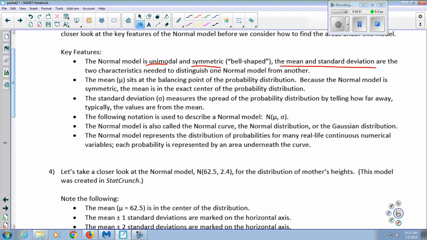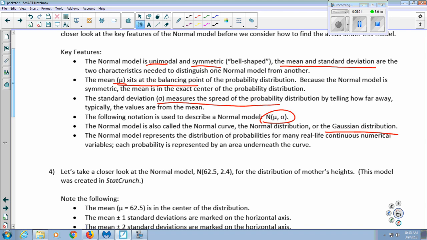Okay, and then it's the balancing point, and we said that mu is used for mean. Standard deviation measures the spread of the probability distribution, and that's sigma. I had talked about already, this is the normal notation for describing the normal model. It's also called the normal curve, the normal distribution, the Gaussian model.